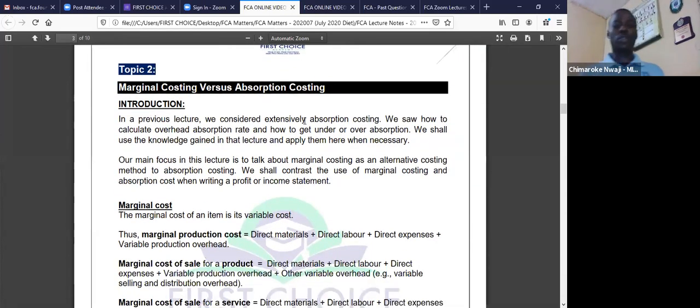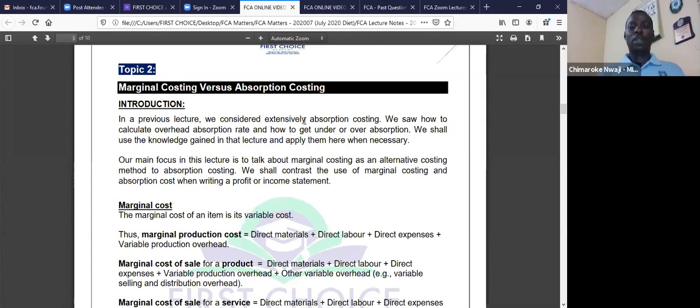We've talked about the introduction, which is absorption costing versus activity-based costing. We saw that overhead absorption rate is one fundamental thing that must be calculated when we do absorption costing. And because we are looking at absorption costing in line with marginal costing, that overhead absorption rate will rear its head.